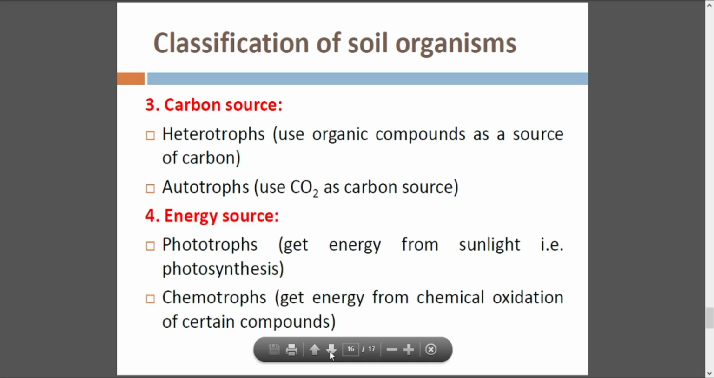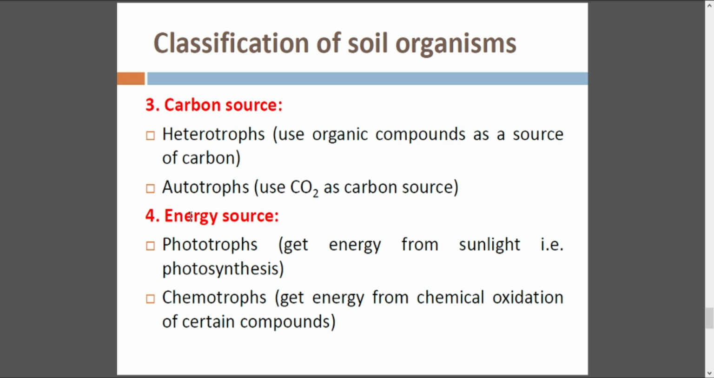We can also have classification of these organisms by looking at the carbon source. For example, we have the heterotrophs and the autotrophs. The heterotrophs use organic compounds as a source of carbon, and the autotrophs use carbon dioxide as a source of carbon.